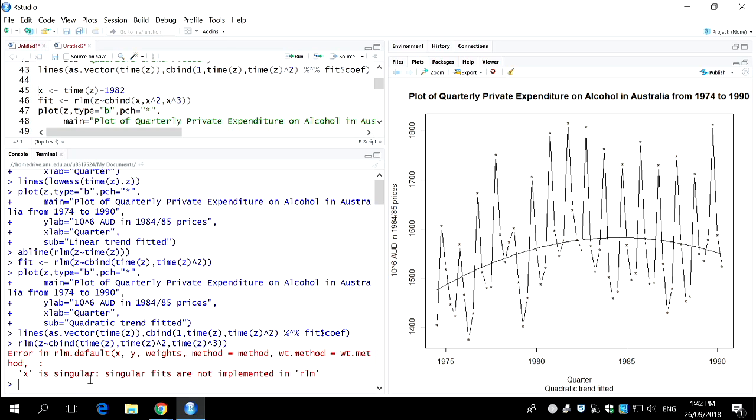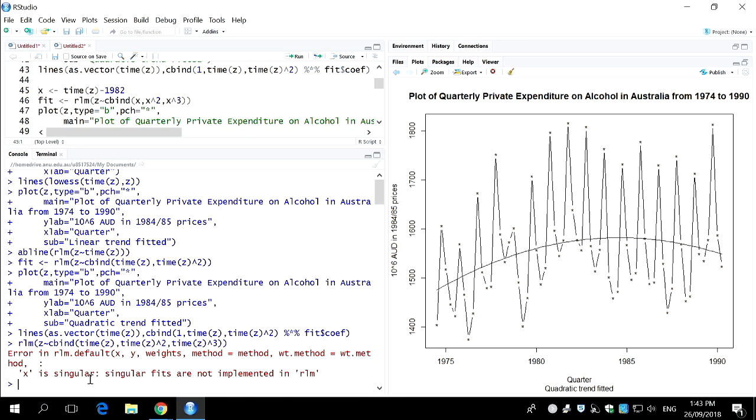It can't have. Time squared is not linearly related to time. And time cubed is not linearly related to either time squared or time, right? They're not linearly related to each other. One's a quadratic and one's a cubic. But R runs into this problem. It can't fit it because it thinks that they're linearly related. And I'll tell you why.